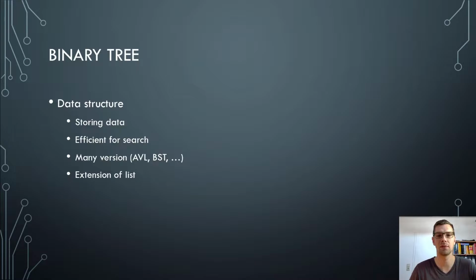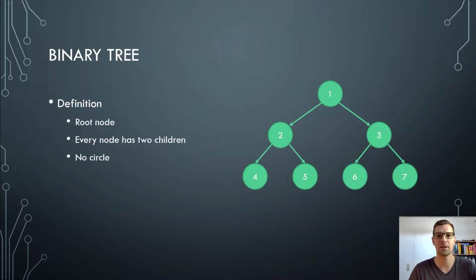There are a lot of improved versions of it, mainly AVL, which has some height conditions to the tree, and a BST, a binary search tree, which says how the elements in the tree should be ordered. And we can see a tree as an extension of a list because it doesn't have one pointer to the next element. It usually has pointers to the children elements, here in a binary tree to the left and the right element.